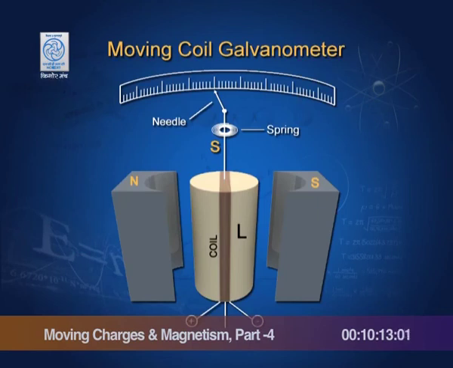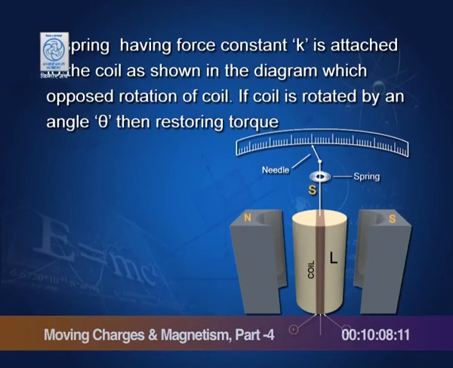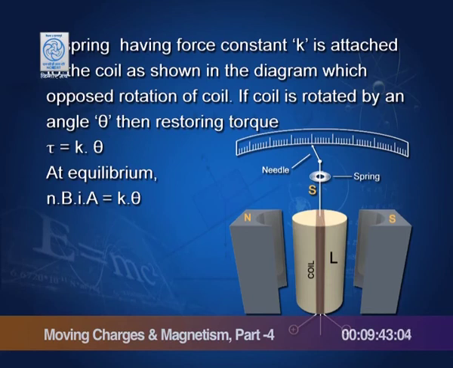In the construction of a moving coil galvanometer, we connect a spring having force constant K. The spring is attached to the coil as shown in the diagram. This spring opposes the rotation of the coil. If at any instant the coil is rotated by an angle theta, then the restoring torque tau will be equal to K into theta. At equilibrium situation, the torque nBIA is equal to K into theta.